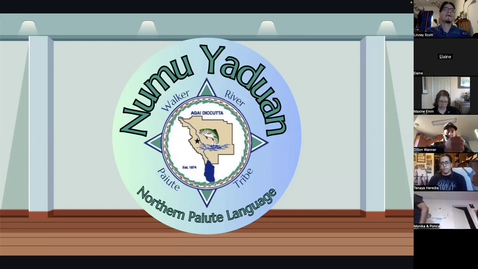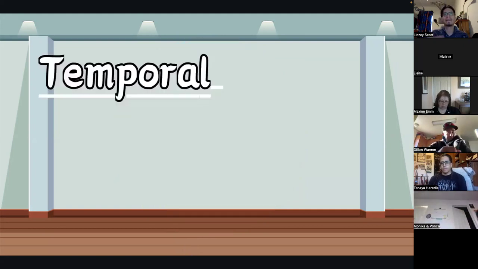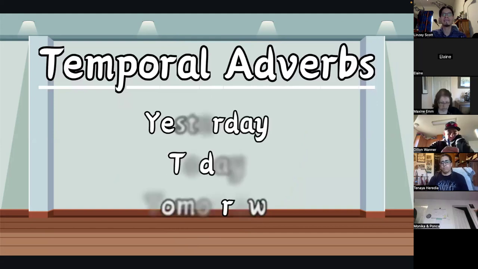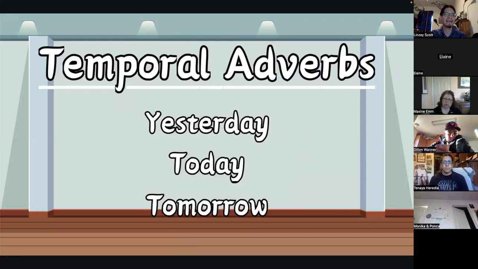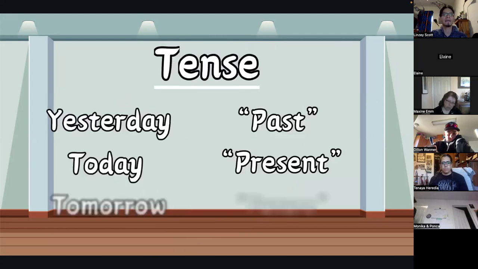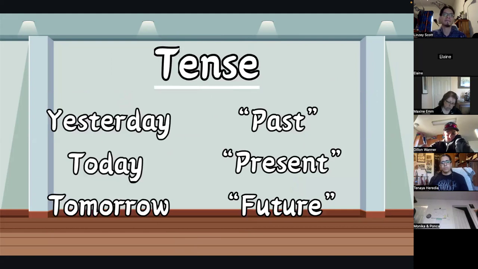In this class, we are going to learn some temporal adverbs, which are just a fancy way of saying yesterday, today, and tomorrow. We're also going to learn somewhat about tense, specifically past, present, and future, because past is associated with yesterday, present, today, and future with tomorrow. Okay. So the very first word that we're going to learn, since we're talking about time, is a question regarding time, which is the word for when.